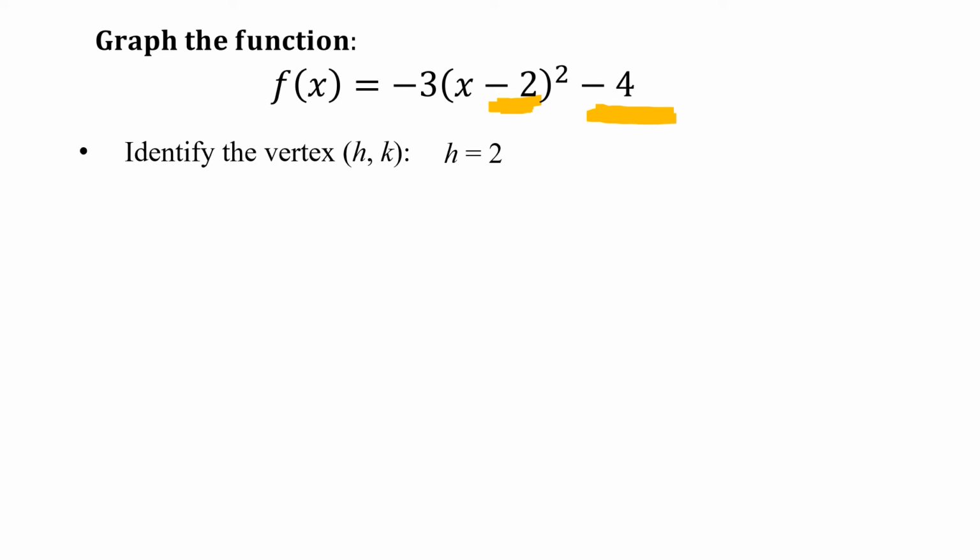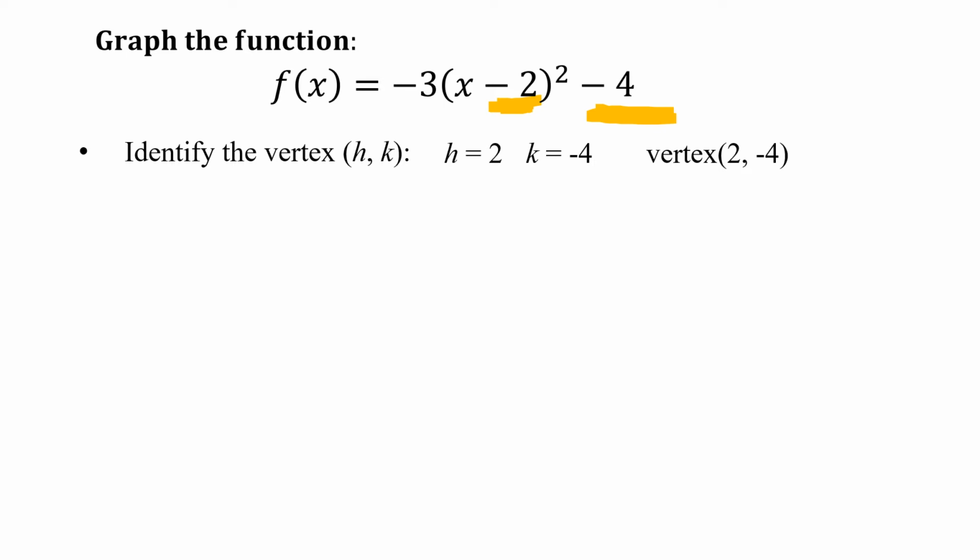But that minus is supposed to be a plus. Well, how did that happen? In order for that to be a minus 4, they had to multiply a negative times a negative to get a positive. So in order for it to be a minus, it had to be a negative times a positive, which means that my k is negative 4. So the vertex of this function is (2, -4).